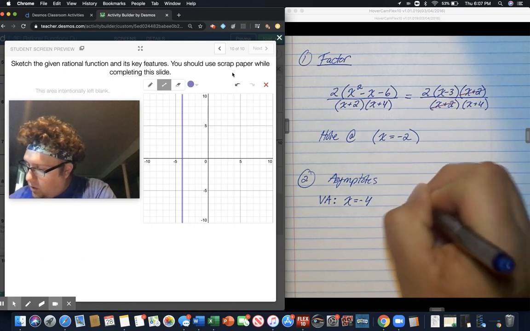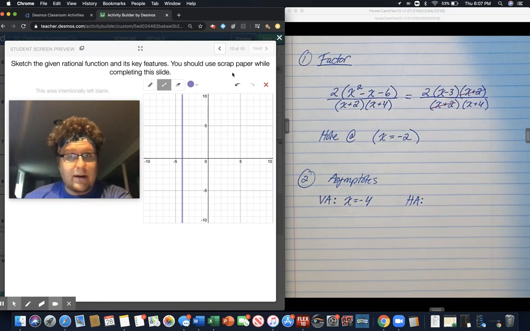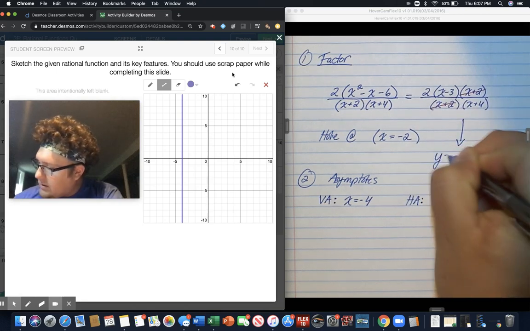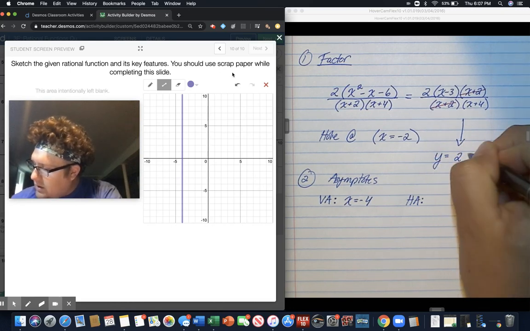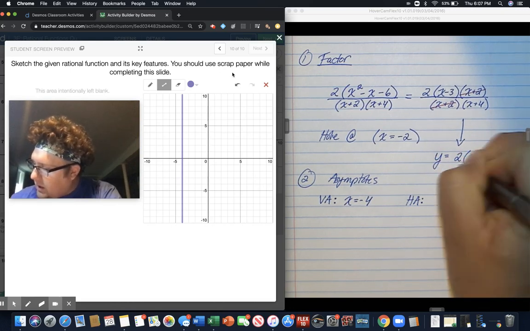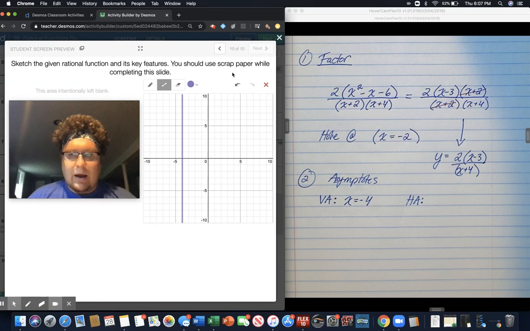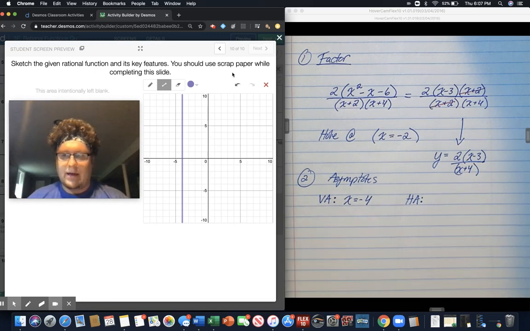The horizontal asymptote is something that we have to look at the simplified version of our function. So if I simplify that, take out our x plus 2's, I'm left with 2 times x minus 3 over x plus 4. I'm looking at that and I realize, wait a minute, we have 2x over x if I were to simplify that. So that means we have the same degree on the top and the bottom.